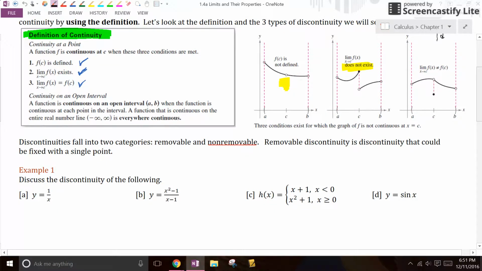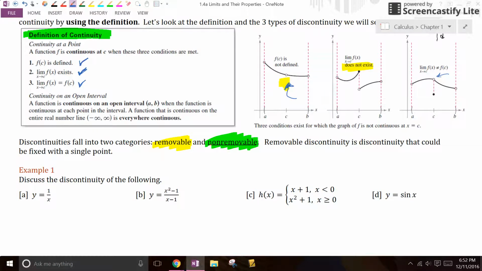Now, just so you know, they fall into two categories: one that's called removable and the other is called not removable. For us, the only type of removable discontinuity we will ever see is what's called a hole. So that is this example right here. When we have a hole, or maybe even this one, because it'll have a hole in the graph but exist somewhere else, that is called removable discontinuity. And the way you can tell if it's removable or not is, could you fix it by just plugging in a single point?